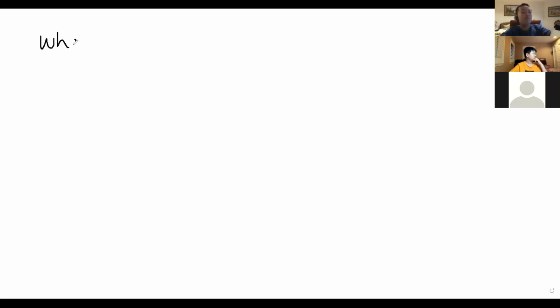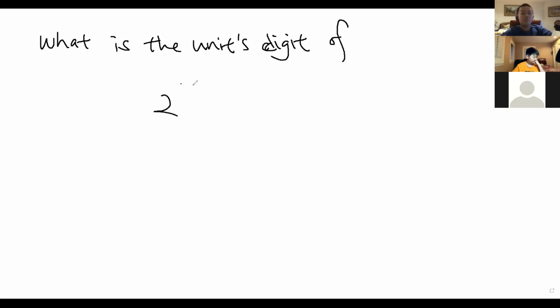Where it was, what is the unit digit of 2 to the power of 100, right? So it's essentially asking you what is the digit on the far right side of this. And then here, what you had to do is discover and apply some sort of pattern.